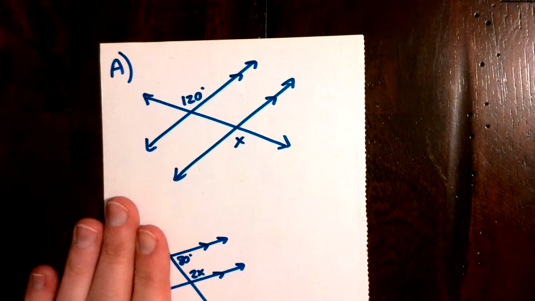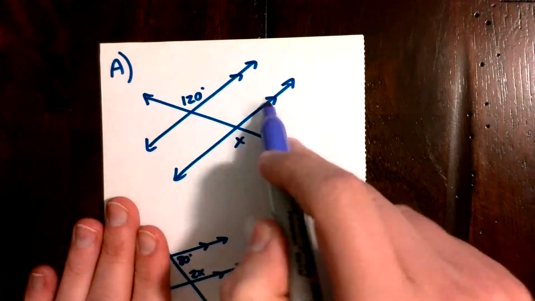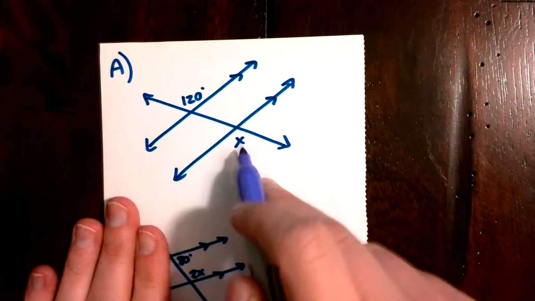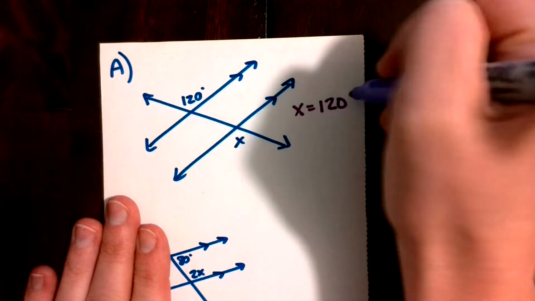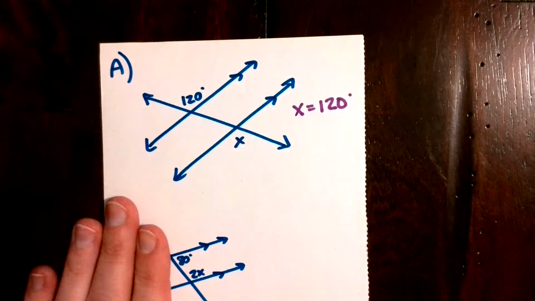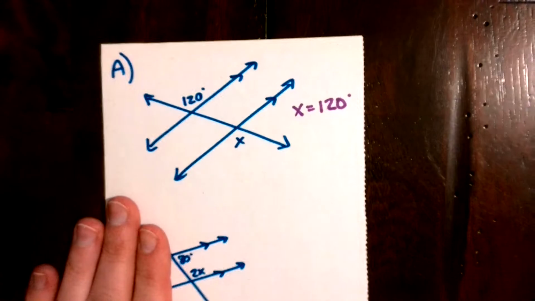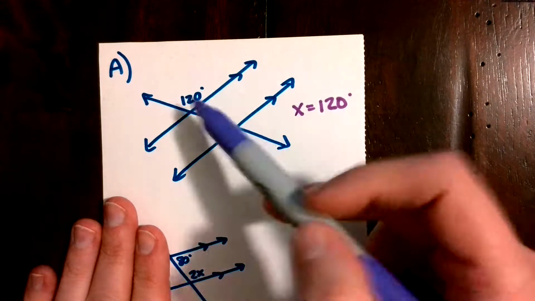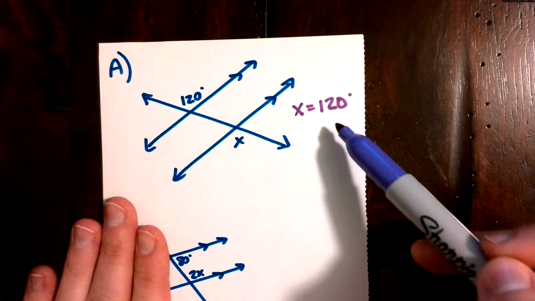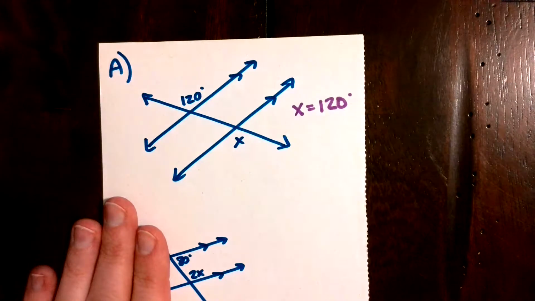So I'd be digging back into my brain or my notes and say, okay, if I've got parallel lines, then my alternate exterior angles are congruent to each other. So X would equal 120. If I was justifying why I knew that, I would use one of those theorems or postulates. So for this one, I know X equals 120 by the alternate exterior angles theorem.